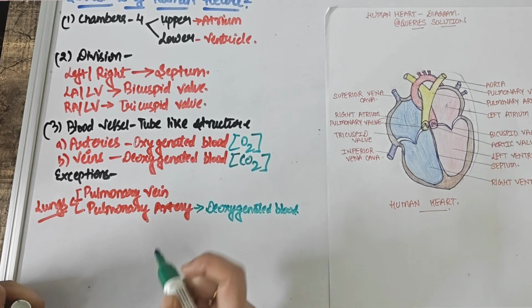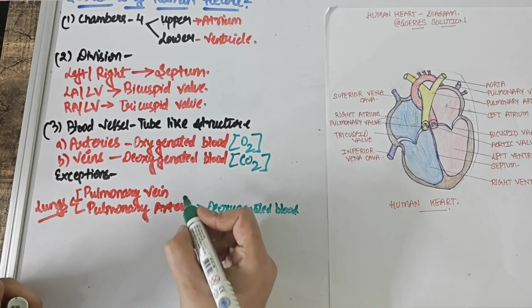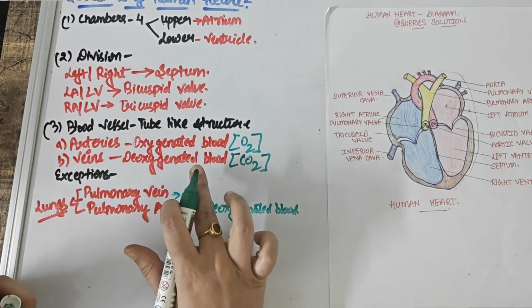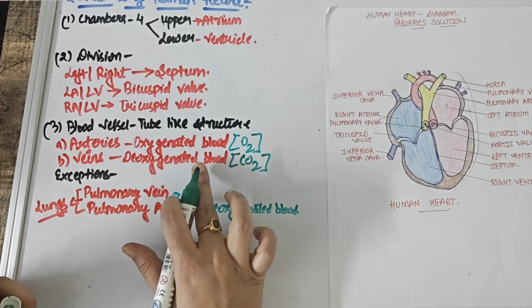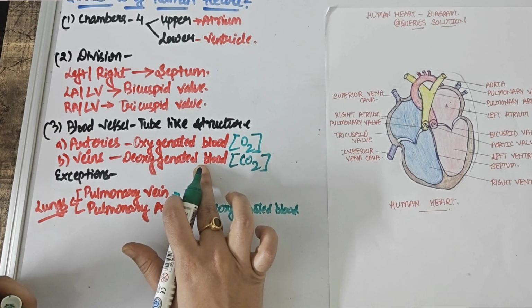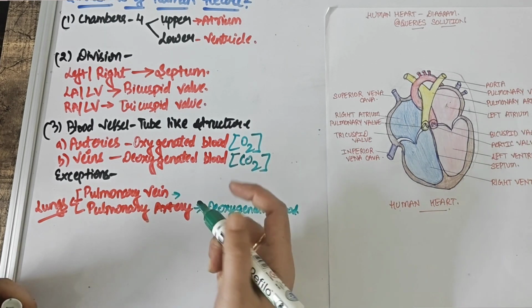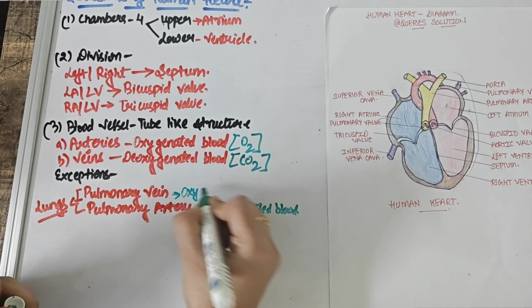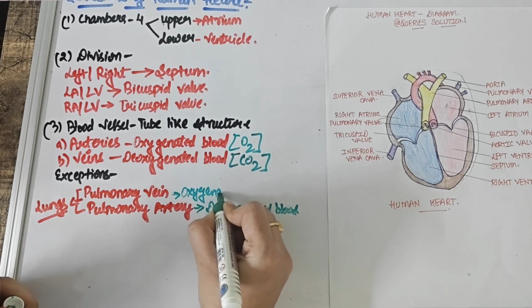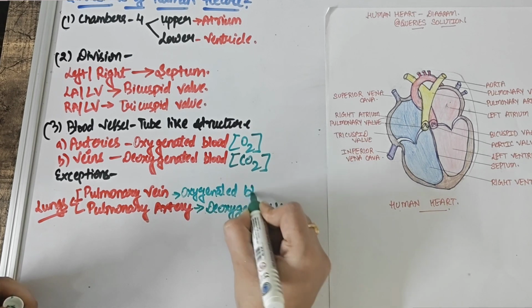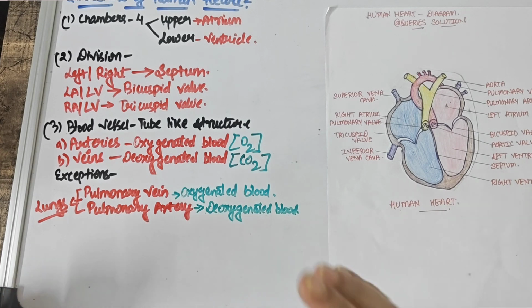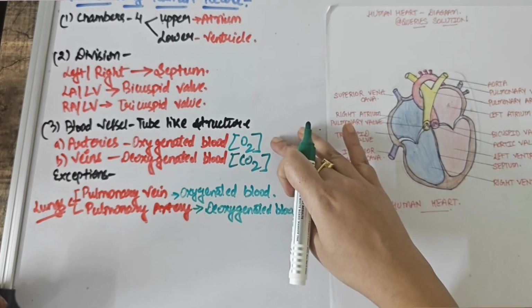So I think now many of you can guess what the pulmonary vein can carry, right? All the veins are specialized to carry what type of blood? They are specialized to carry the deoxygenated blood. But what is the pulmonary vein going to carry? The pulmonary vein is actually going to carry the oxygenated blood, and that's the difference again. So you need to be very clear. Normally arteries carry oxygenated blood.